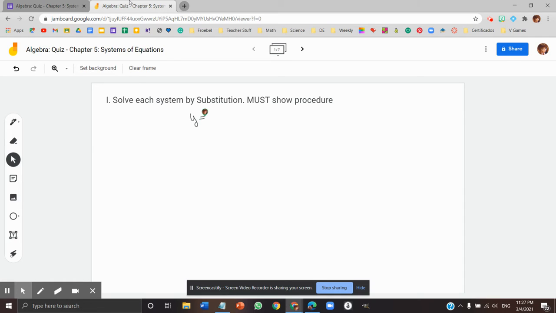y equals 2x. That will be one of the equations. The next equation will be y equals x plus 5. Say, Miss, that's so easy. I know it's easy. But let's start slow.